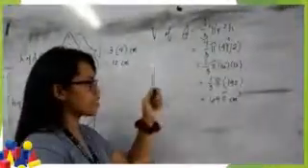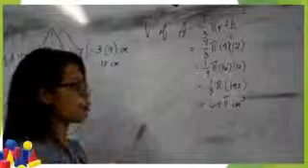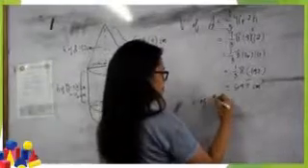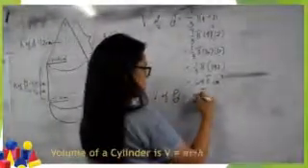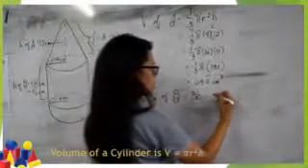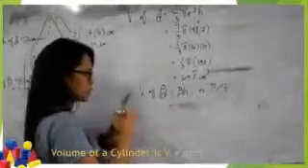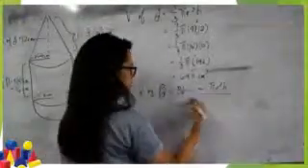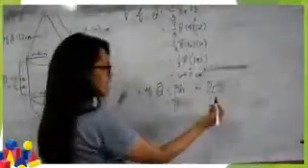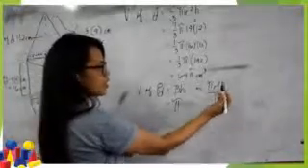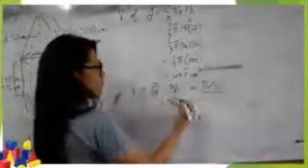So the volume of the cone is equal to 64 pi centimeter cubed. Then, solve for the volume of the cylinder. The formula is base times height, or pi r squared h. Then substitute the value of the radius and the height of the cylinder.